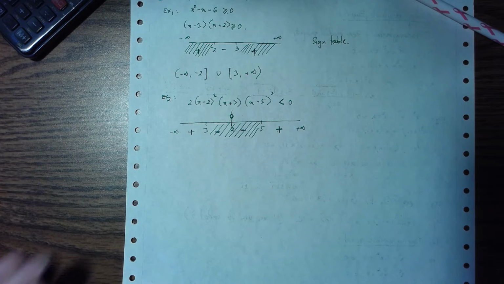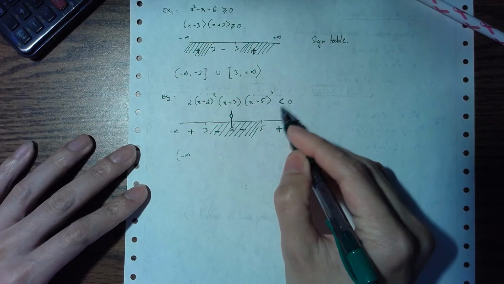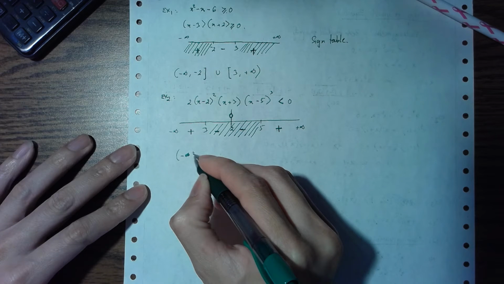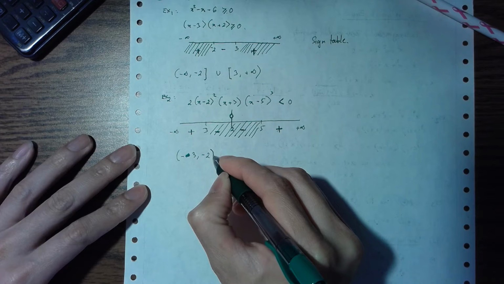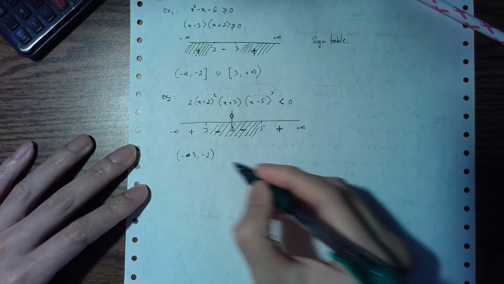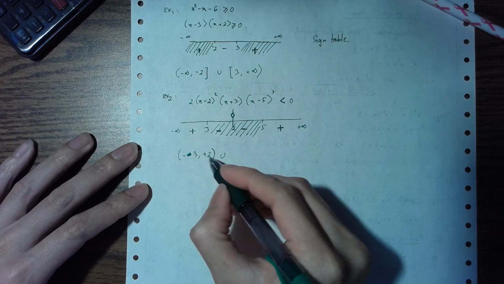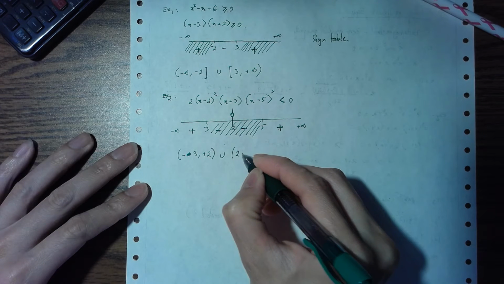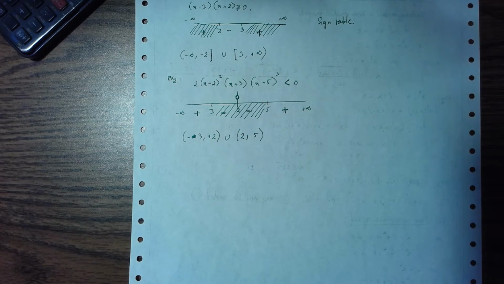So our interval notation will be negative 3 to 2, because this is not an equal sign, we don't want to take 2, union with 2 to 5. And here you go, that is the solution of the polynomial inequality.